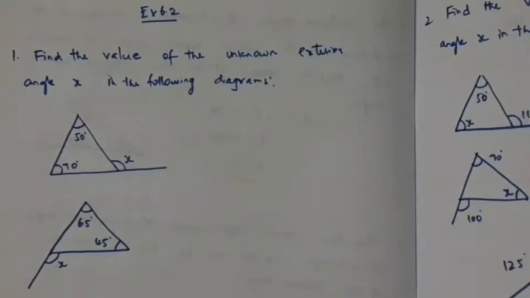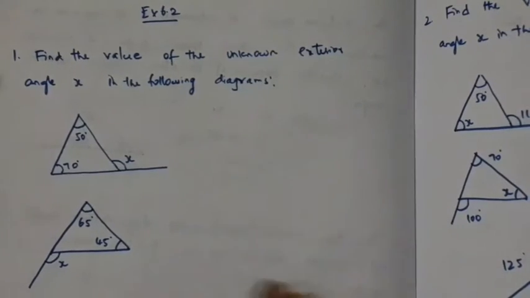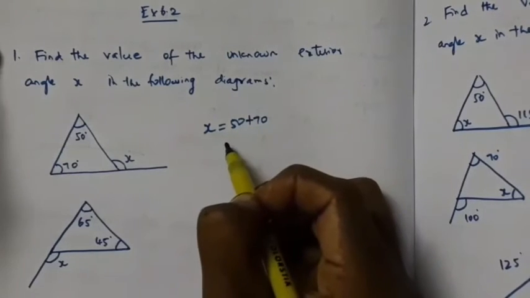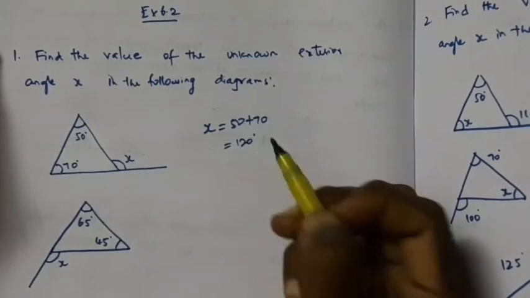So exercise 6.2 is very simple. You have to find the value of x, which is the exterior angle. The same property you are going to use: the exterior angle is equal to the sum of its interior opposite angles. So what is x here? x is equal to 50 plus 70, that is equal to 120.